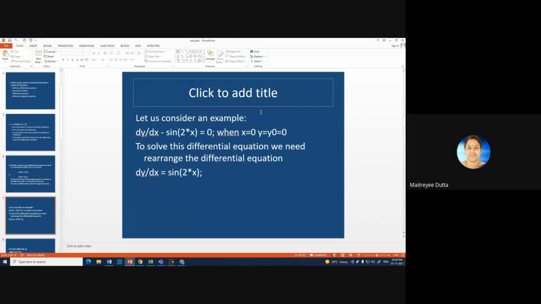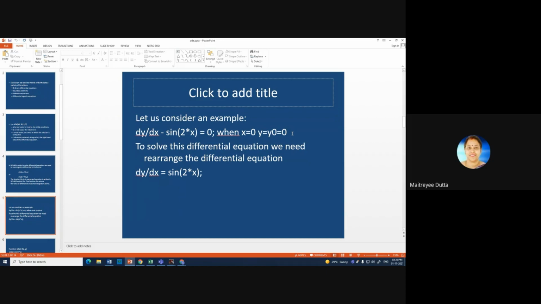So let us consider the equation like this: dy/dx minus sin(2x) equal to 0. And this is my boundary condition: when x equal to 0, y is equal to y naught, that is equal to 0. That means when x equal to 0, y is equal to 0.